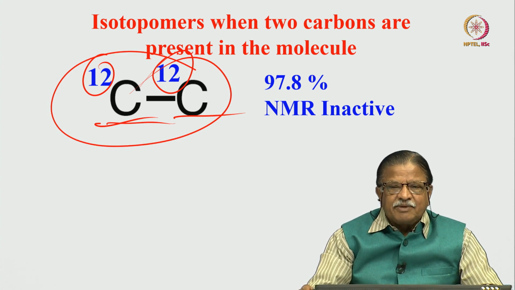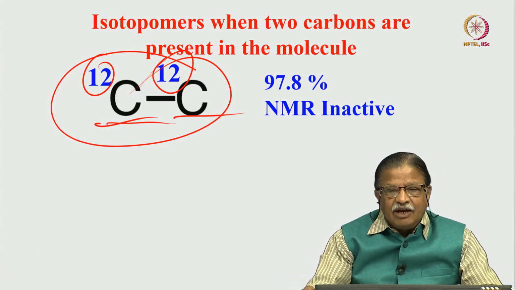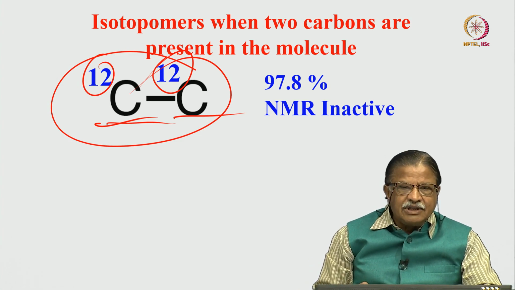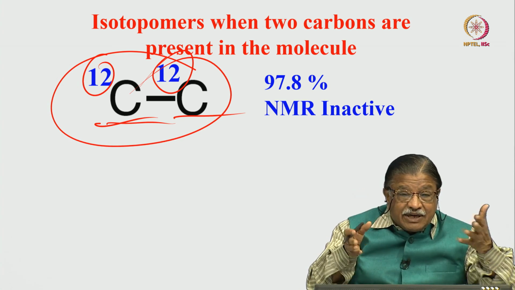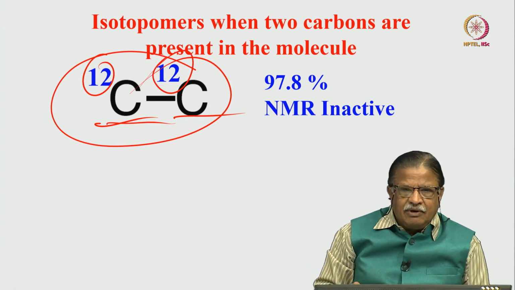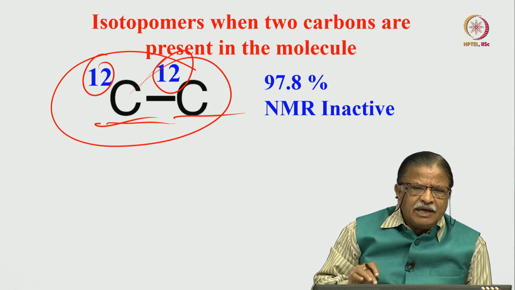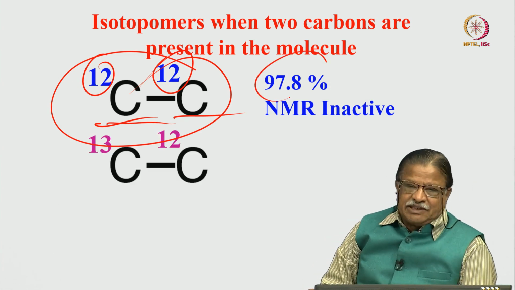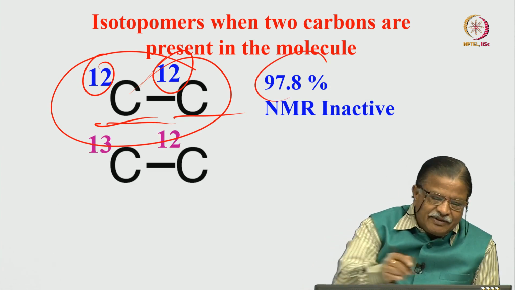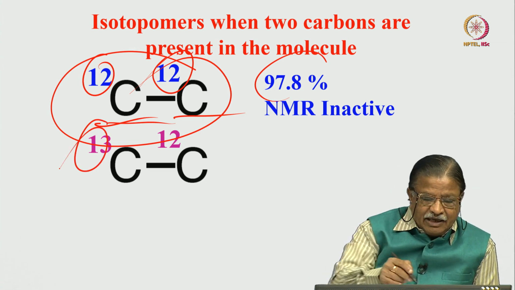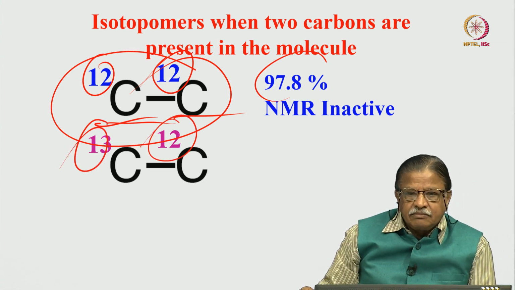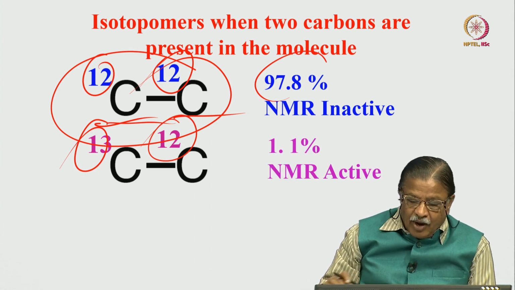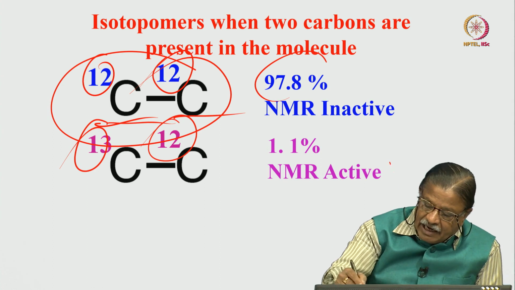Unfortunately, such molecules are NMR inactive. They will not give a spectrum in the NMR. But unfortunately they are present in large quantity. This type of isotopomer is present almost 98%. Now, think of other possibilities. One more possibility is that this carbon is carbon-13 and this is carbon-12. Then what is the probability? Only 1.1%, and this is NMR active.